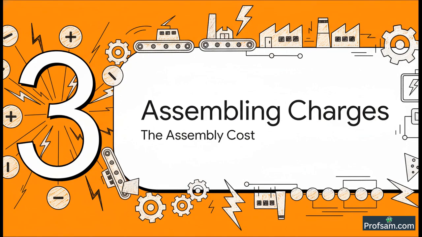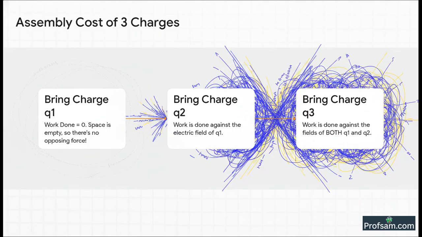To make this super clear, let's not just talk about it. Let's actually build a system of charges ourselves, step by step. Think of it like we're working on an assembly line. Look here. For our first charge, Q1, we bring it into empty space. There's nothing to push against, so the work done is 0. It's completely free. But now, when we bring in the second charge, Q2, it has to fight against the electric field of Q1, so this one costs some work. And the third charge, Q3, well, that one is even more expensive to bring in because it has to fight against the fields of both Q1 and Q2. See how it builds up?